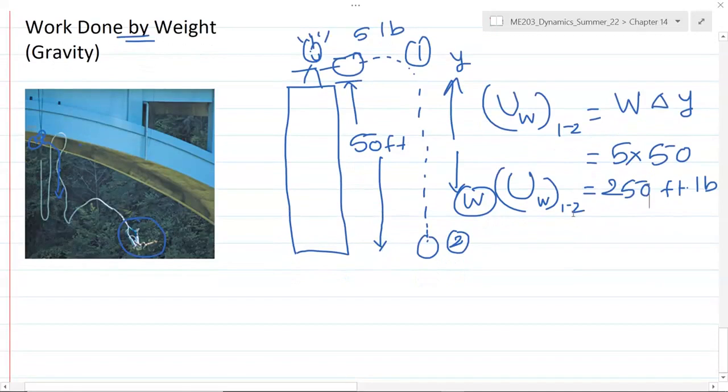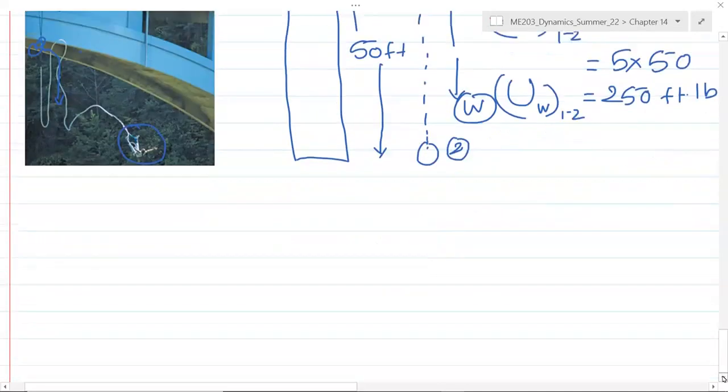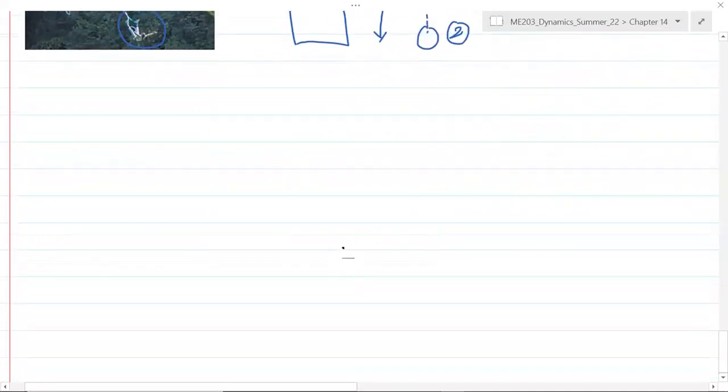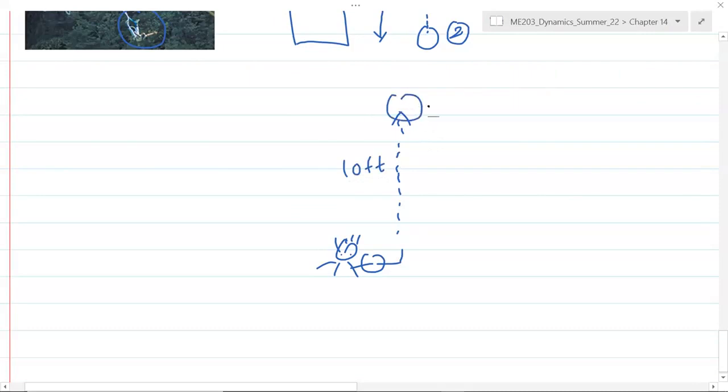However, consider a different scenario, where a person is on the ground and that person throws an object upward in the air by 10 feet, and that object weighs 5 pounds. What is the work done by gravity in this example?